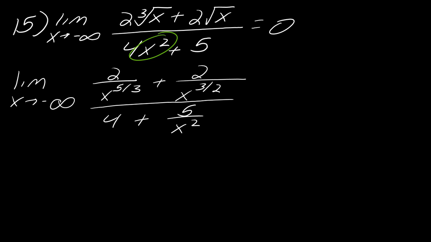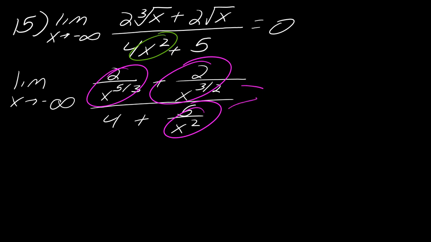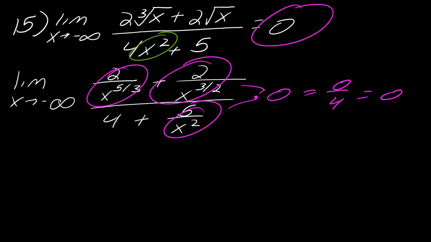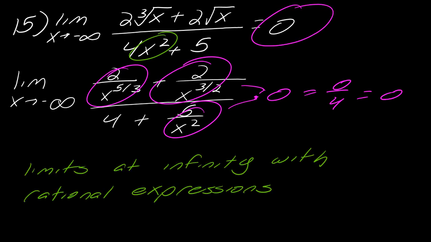Okay, so what I've done is divide everything in this expression by the term of highest degree, x squared, and I just simplified all the exponents, so this is what I would be left with. Now by looking at this, all of these pieces here go to 0, and so you're just left with 0 over 4, which equals 0, which was the answer that we had. This is really just a limit at infinity with rational expressions, so if you're looking to practice more with that, that's what you can look up.